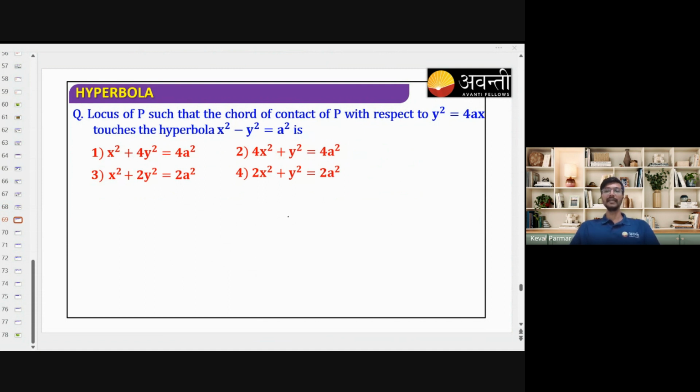Locus of point P. Again, a question on locus. Please read carefully. Locus of P, so that the chord of contact of P with respect to the parabola touches the hyperbola. That means the chord of contact of the parabola is a tangent to the hyperbola. Hear me again very clearly: the chord of contact of the parabola is a tangent to the hyperbola. Now, how to get the equation of the chord of contact? We can get it as T equals to 0.